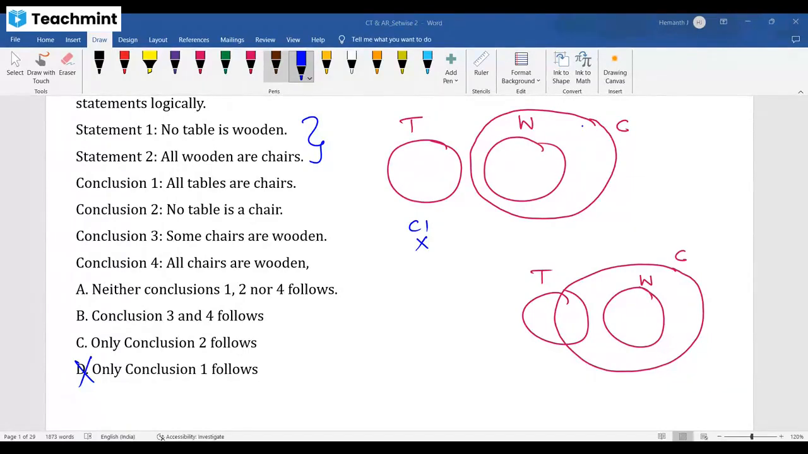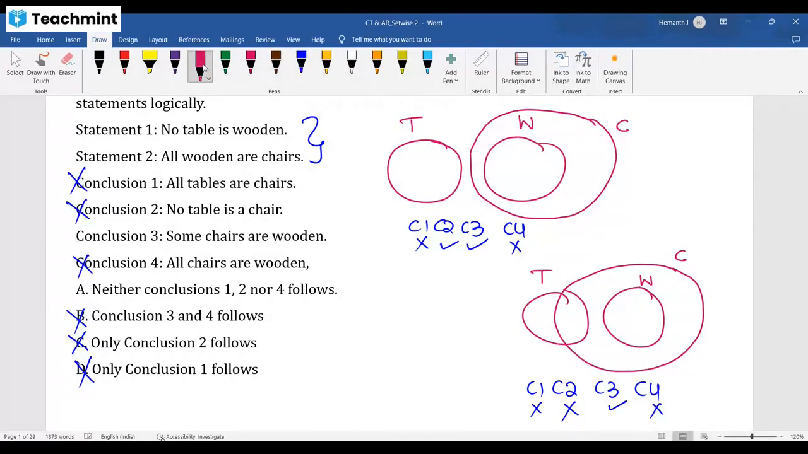Next, no table is chair. Second one failed here. Third one, some chairs are wooden. Third one correct here and here. Here first one also fails. First one fail, second one fail, third one true. Fourth one, all chairs are wooden. Fail. So fourth one fail. First one fail, second one fail, fourth one fail.